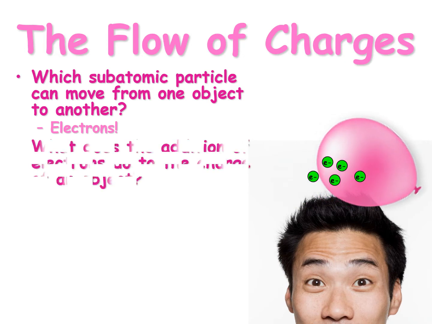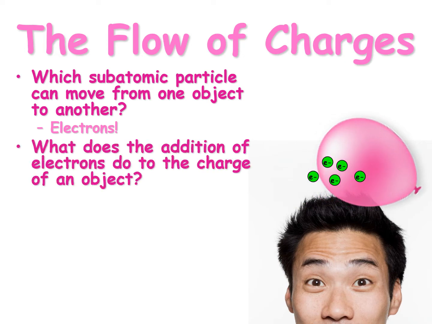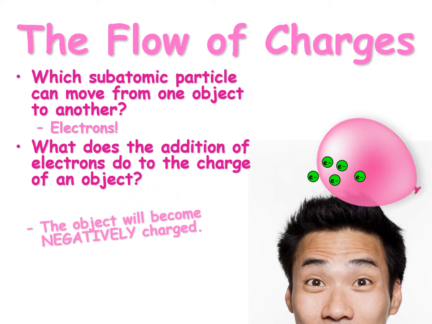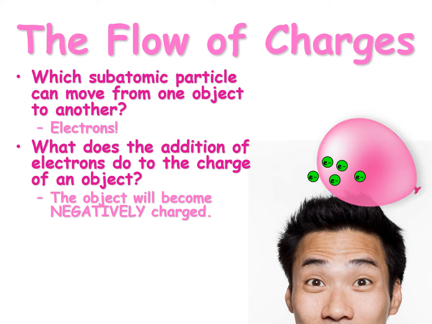What happens then? What does the addition of electrons do to the charge of an object? Basically, the object will become negatively charged. So the balloon becomes negatively charged. Why? Because the particles that are abundant in the balloon are electrons, the negative charges.